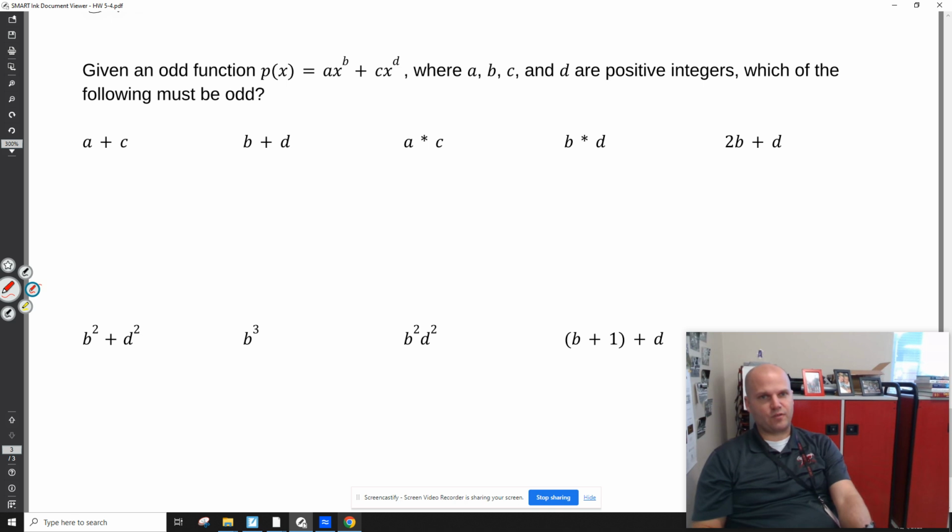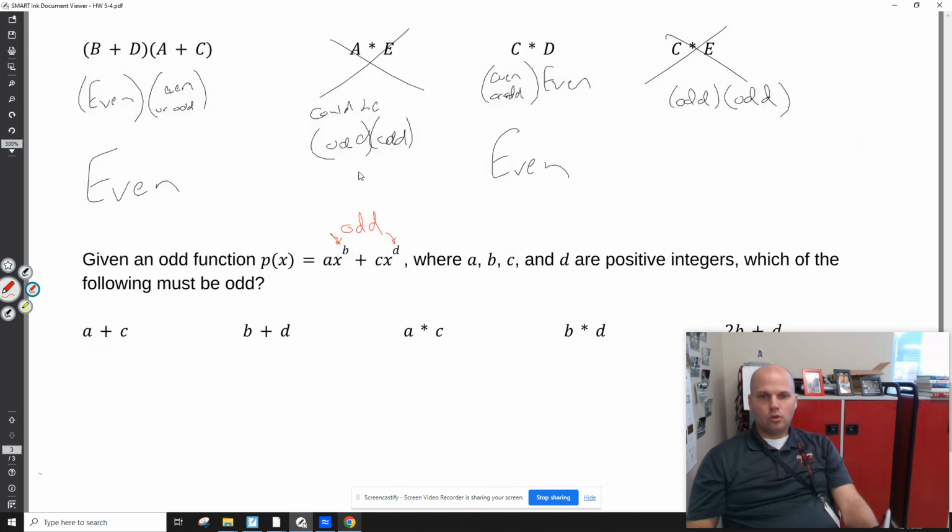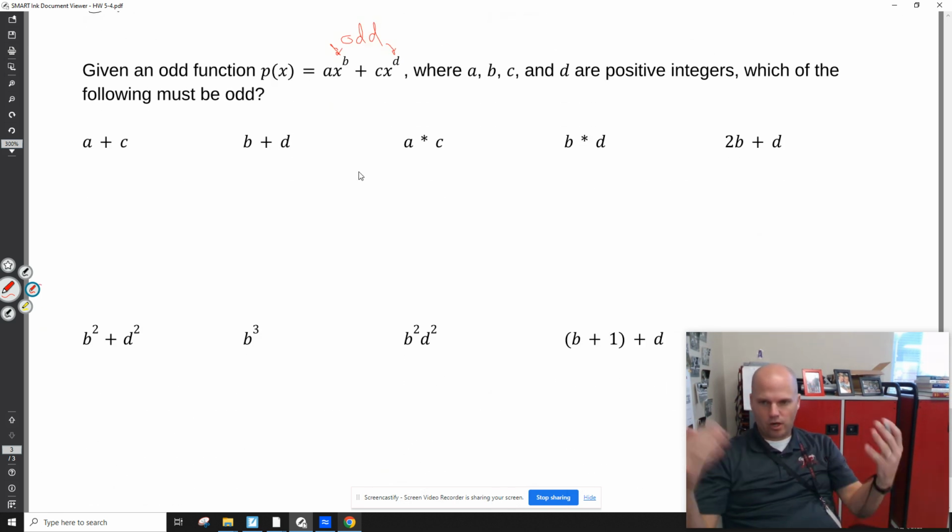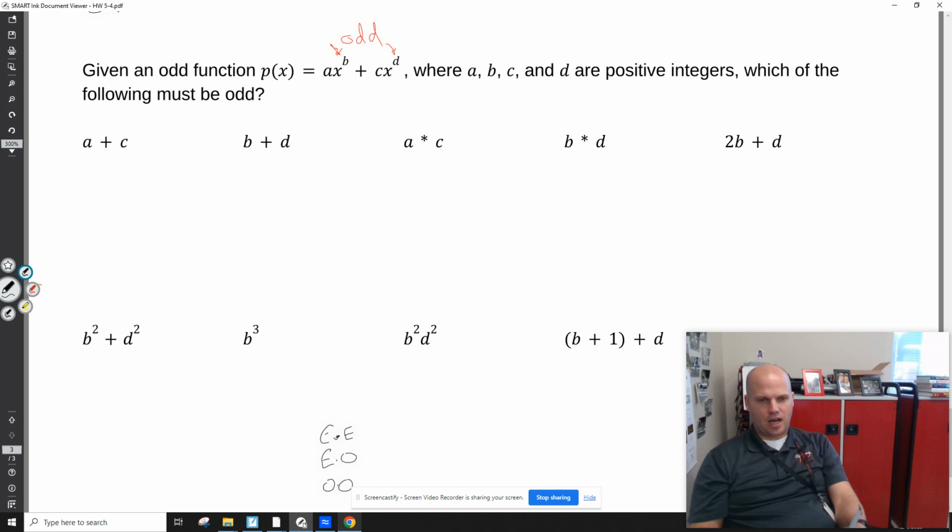What must be true for an odd function? We can't have any shifts up or down, and these exponents have to be odd. All right, so you guys try. Write down what all your things could be. We got even, even, odd, odd. Write down what those are. Now, A, C could be even or odd. Let's do even plus even plus odd plus odd. You guys figure out what those are.